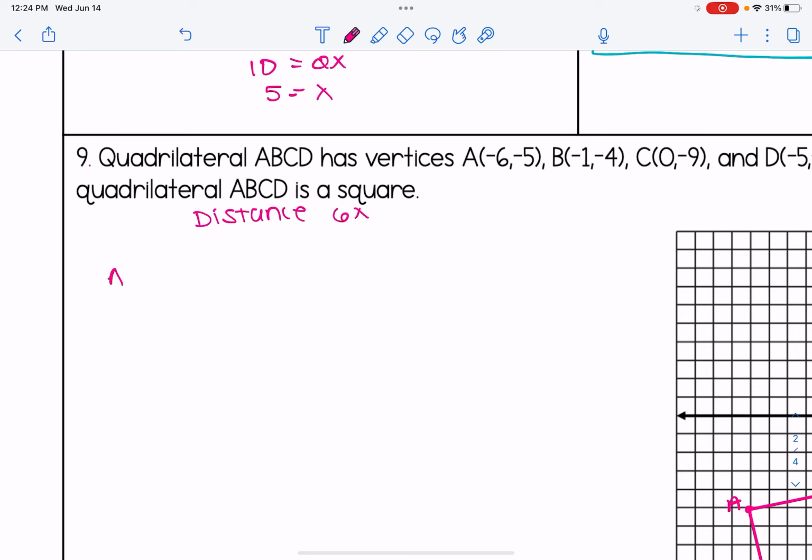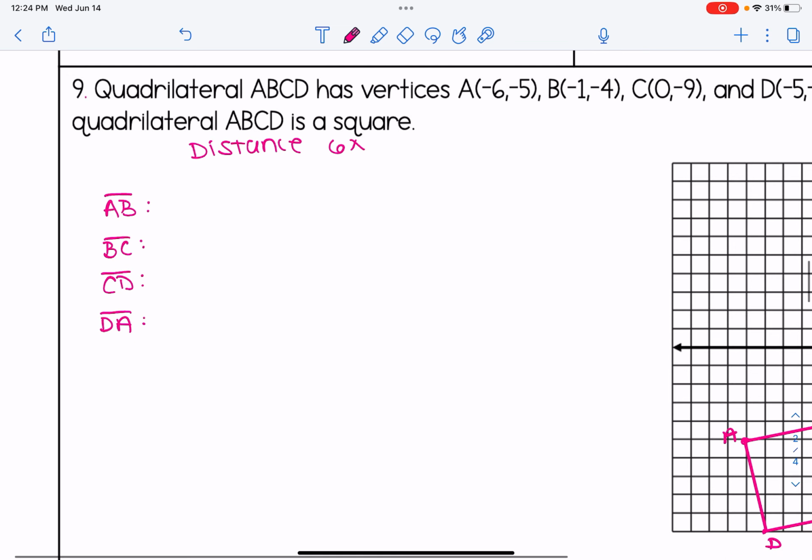So the 6 times are going to be for the 4 sides, so AB, BC, CD, and DA. Those are the four sides of the square. We want to make sure they're all equal to one another because all the sides of a square are equal. But in a square, the diagonals are also equal to each other. So I'm going to do two more distance calculations for AC and BD. And I'm going to make sure those diagonals are equal.